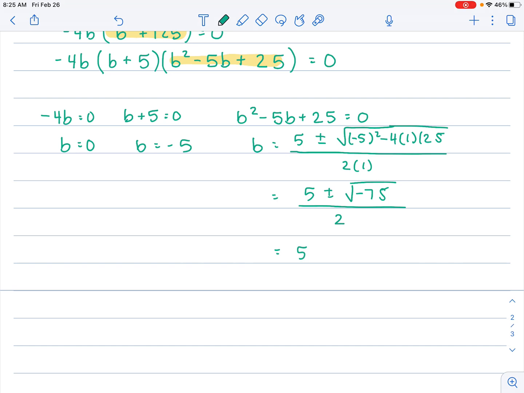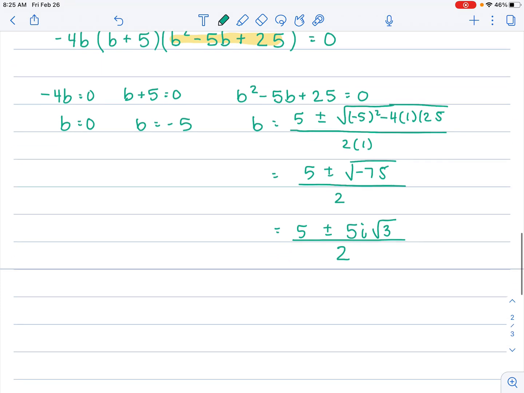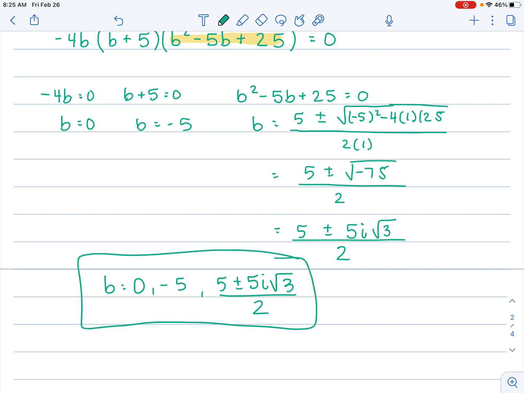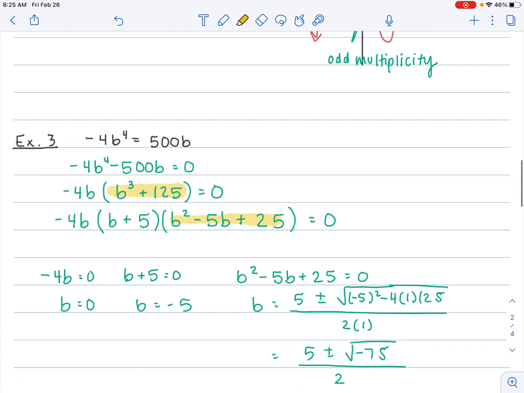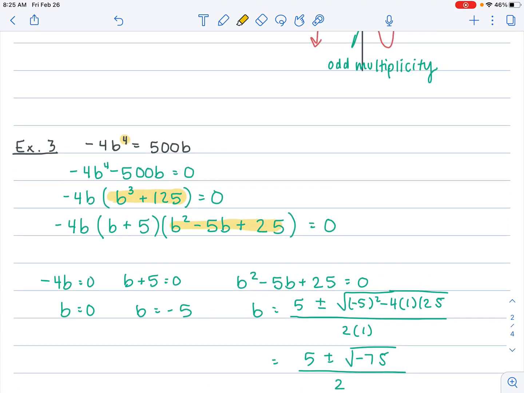If I simplify that square root, I get 5 plus or minus 5i radical 3 all over 2, and that can't be simplified anymore. So I would say my solutions are b equals 0, negative 5, and 5 plus or minus 5i radical 3 over 2. Let's double check we have all of them. I've got 1, 2, 3, 4 there, and my highest degree is 4. So we're good to go.